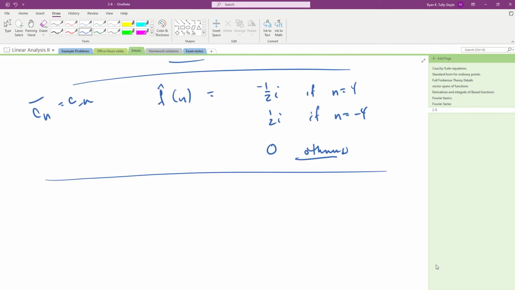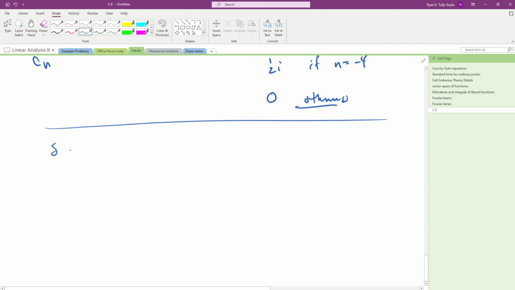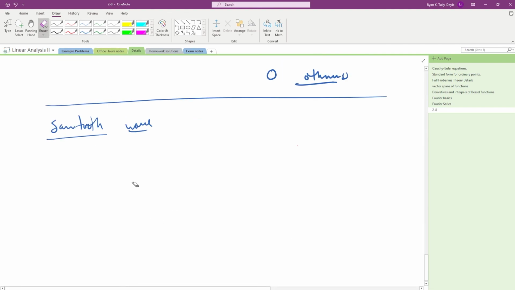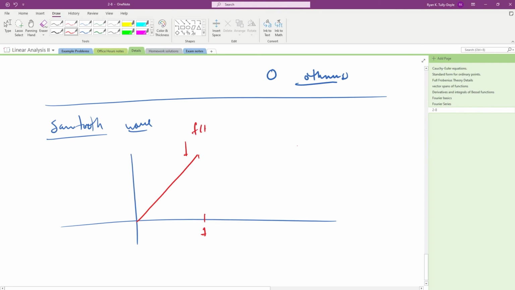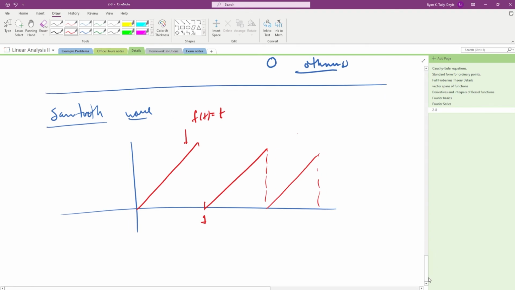So let's do one last example of computing a Fourier series for a periodic function. For this one, let's look at the sawtooth wave. The sawtooth wave, or one of the sawtooth waves, looks like this. We go just a straight line from 0 to 1, so f(t) is t. We call it a sawtooth because it looks like the blade of a saw. So this function is defined to be f(t) = t. That's it.